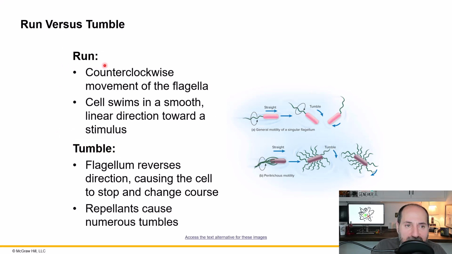Now remember, there are runs and tumbles. You should know that counterclockwise movement of the flagella allows the bacterium to run. And then when it switches to clockwise rotation, this results in a tumble. Remember, we discussed in the lecture that with flagella in prokaryotes, the flagella literally spins. However, in eukaryotes, the flagella beats back and forth. Think of a sperm cell.